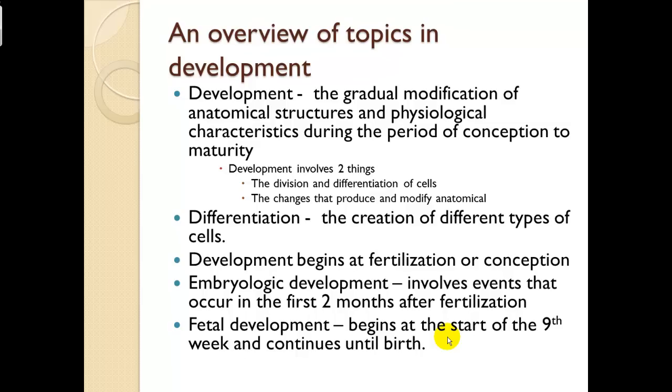Development begins at fertilization or conception. Embryological development involves the events that occur in the first 2 months after fertilization. And then we have fetal development, another term, and this begins at the start of the 9th week and continues until birth.